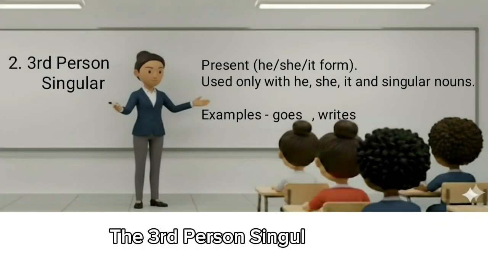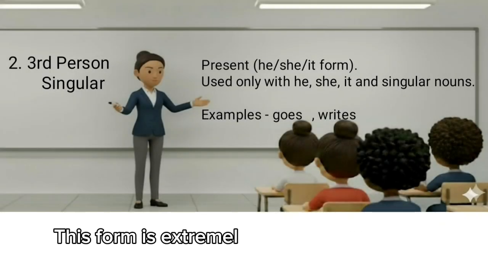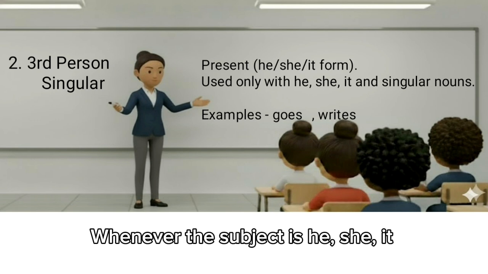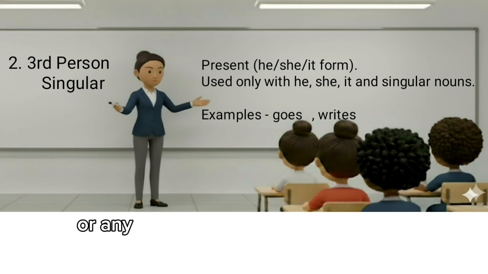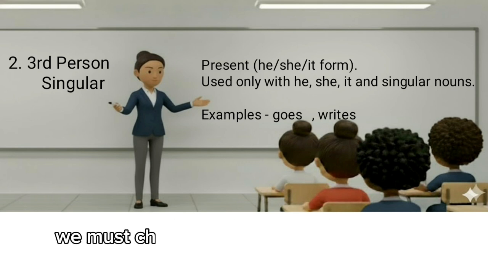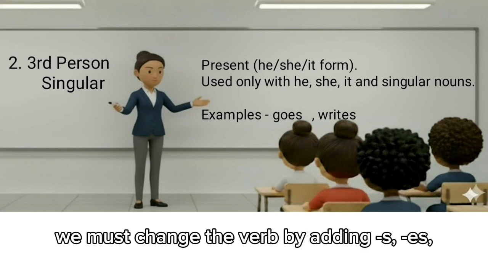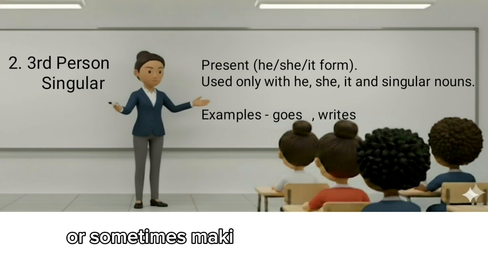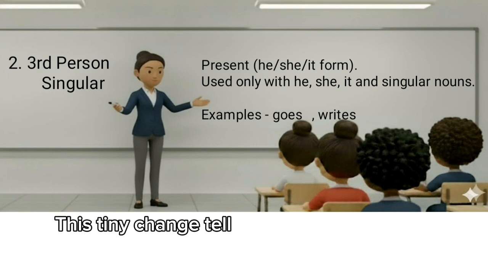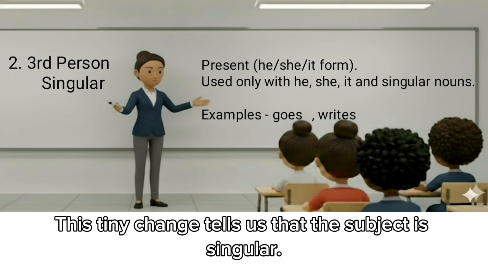The second form is the third person singular form. This form is extremely important in English because it changes the grammar of the sentence. Whenever the subject is he, she, it, or any singular name like Mike, the teacher, the child, we must change the verb by adding s or es, or sometimes making a spelling change. Examples: he plays, she writes, it rains. This tiny change tells us that the subject is singular.